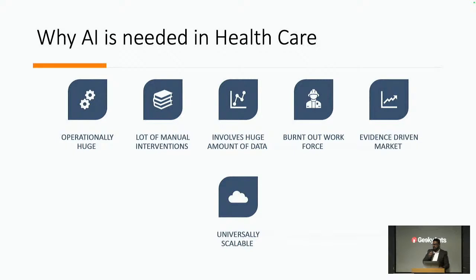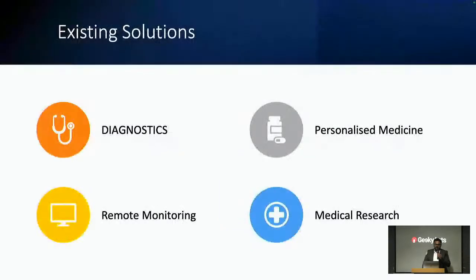Then definitely, as you know, there is a burnt out workforce. So what AI is trying to do is make lives easier by making an impact in healthcare operations and healthcare delivery. For that, companies like Cure and a lot of other companies are taking the front position. And it's also something that is universally scalable. If I have a technology and can match the regulatory metrics to the countries, and healthcare is universal, we can scale it across the globe. That is also something that makes healthcare an area to dive into with AI.